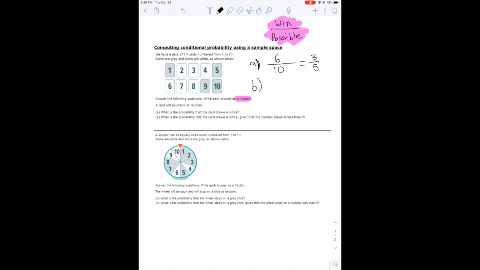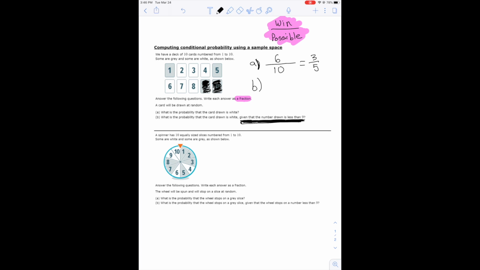Let's move on to question B. What is the probability that the card that is drawn is white, given that the number drawn is less than 9? So now every time you see that word given, we're basically assuming that something has already happened. When we say given that the number drawn is less than 9, it's basically a guarantee that the card that we draw is less than 9. That means we don't include 9, so it's got to be strictly less than 9. So that means the 9th card and the 10th card are no longer in play.